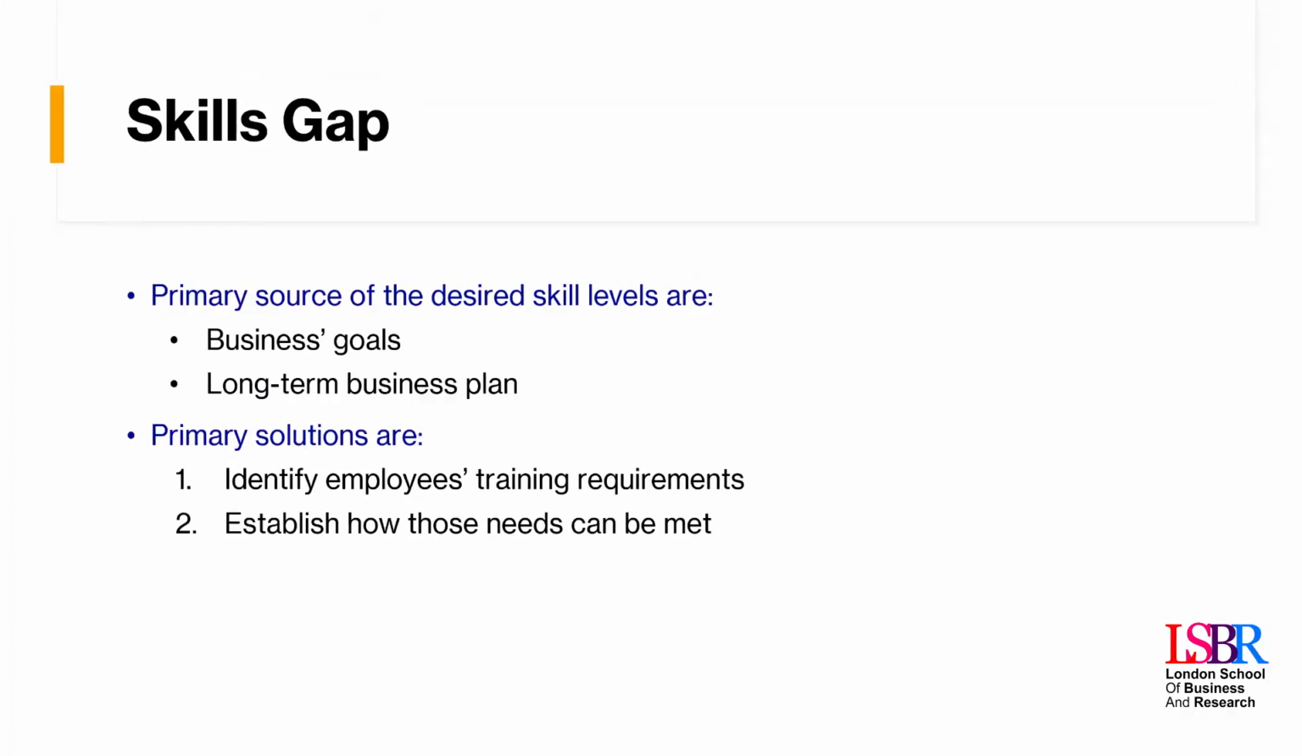Now, the primary sources of these desired skill levels usually combine the business plan or the business goals with the long-term objectives or the long-term future orientation. So primary solutions to that are looking at ways in which we can identify employees' training requirements and establishing how those needs can be met.